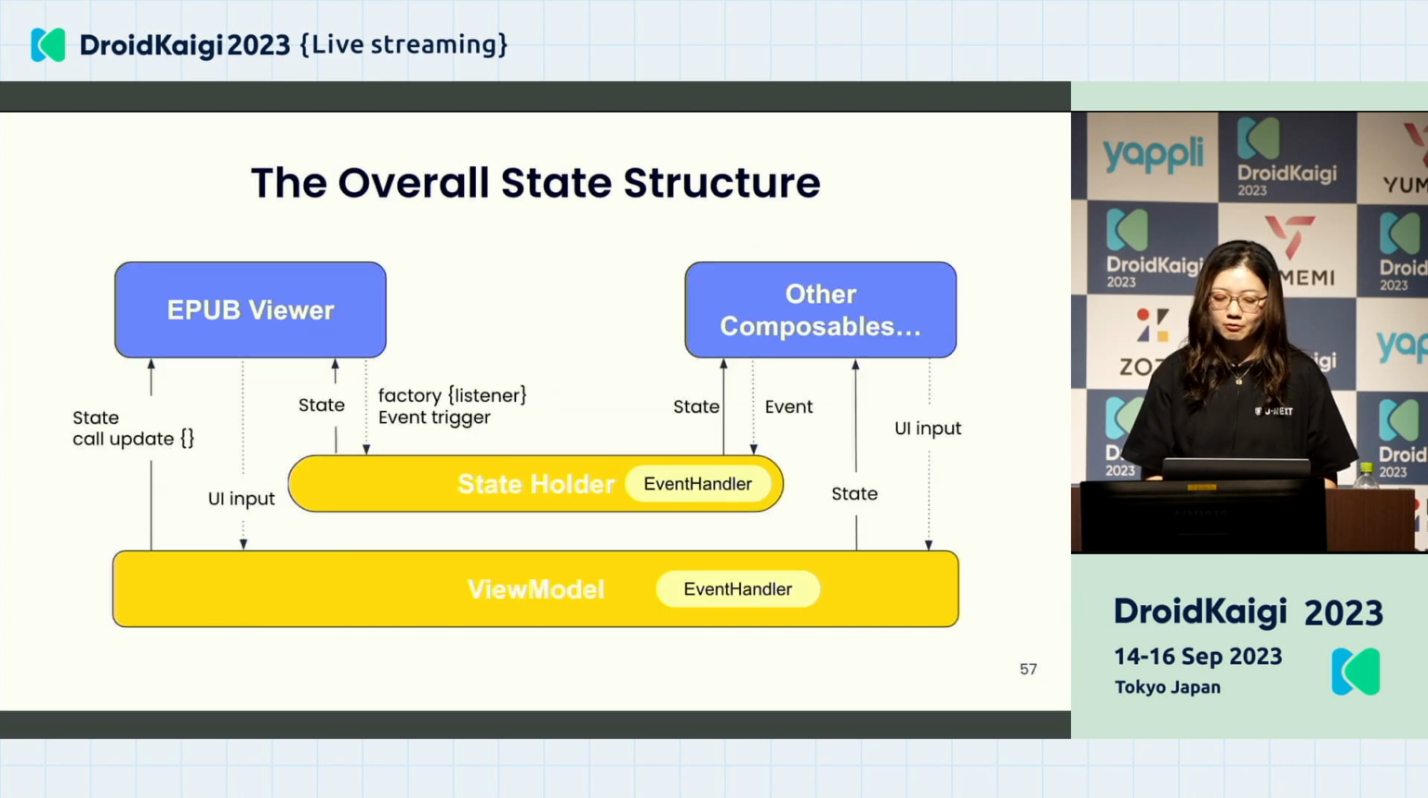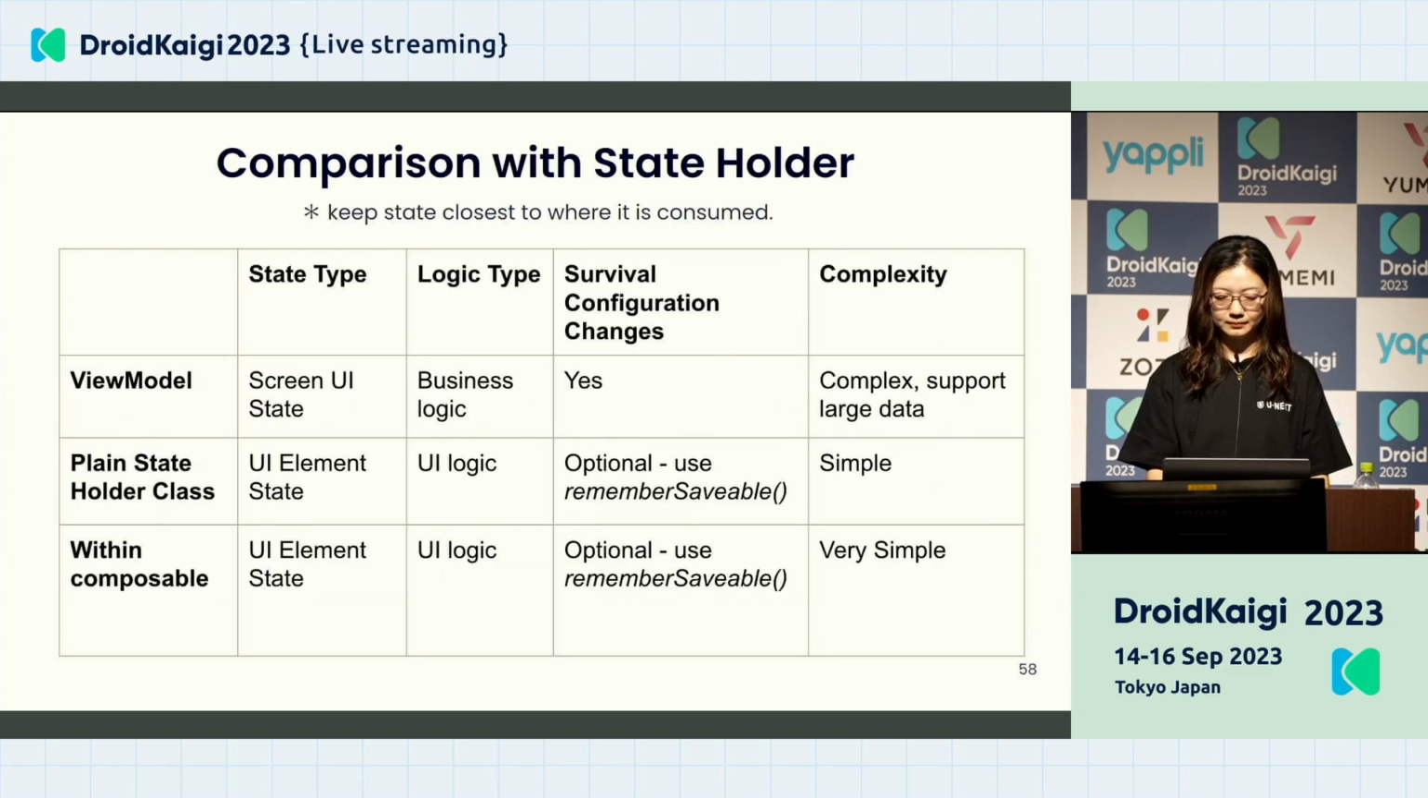Okay. The overall state structure can be summarized as follows. Both the state holder and view model play distinct roles in managing different states and events within their scopes. In summary, here is a comparison of view model, state holder, and single state values in composables.